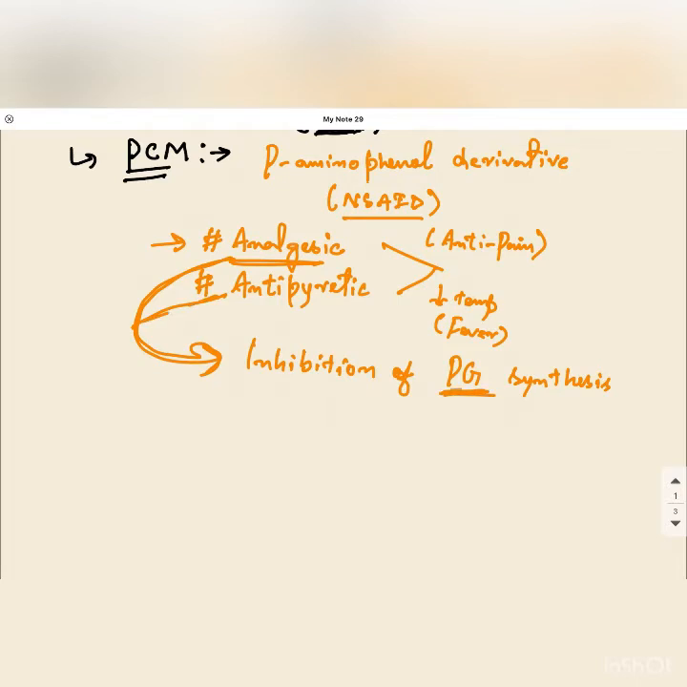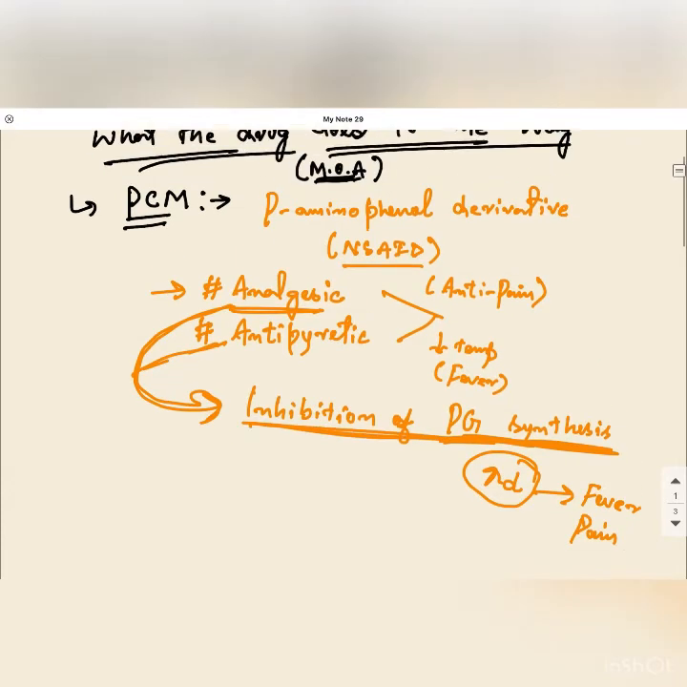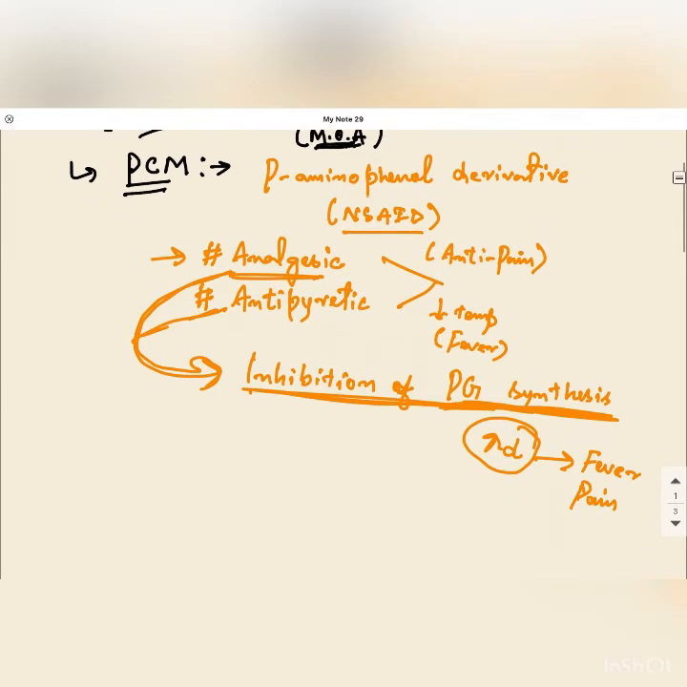That means this prostaglandin synthesis, if this is increased in our body, what will happen? There will be fever and there might be pain. So the inhibition of PG synthesis is thus responsible for the action of paracetamol. Okay, so this is pharmacodynamics.